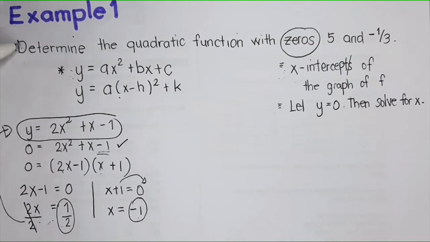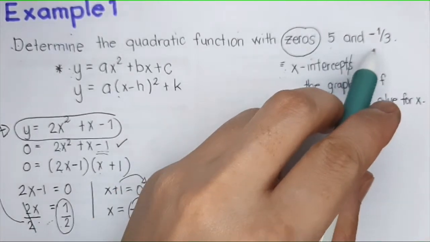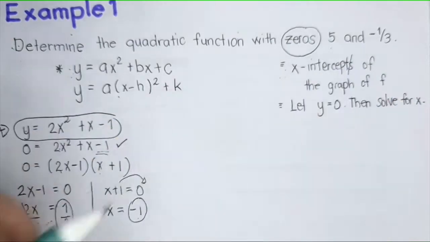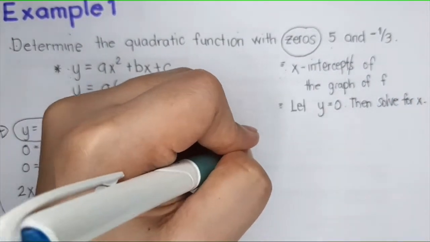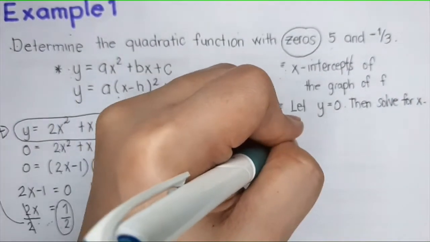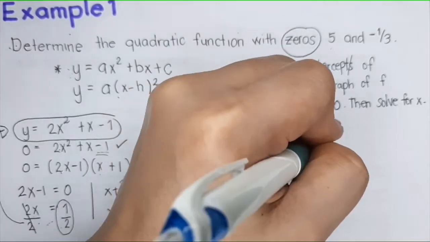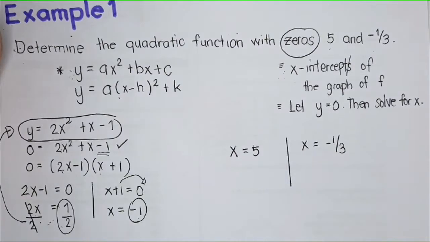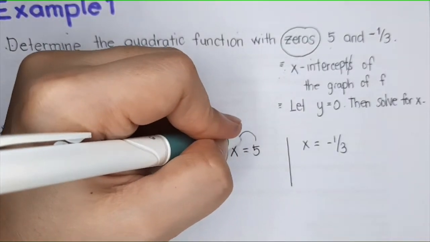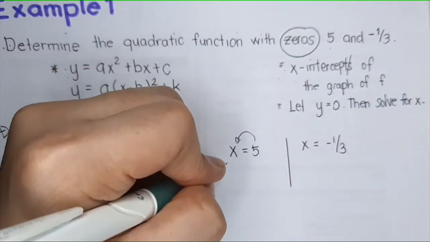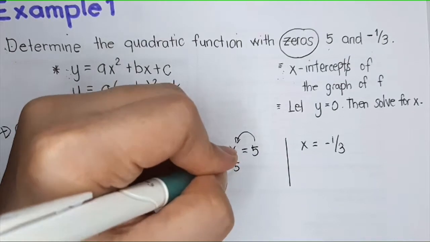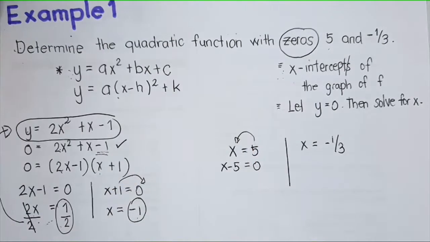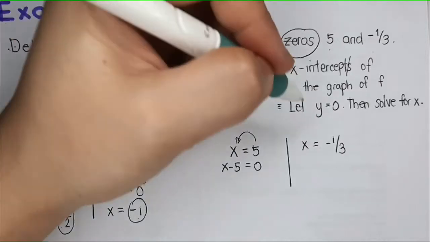The zeros are 5 and negative 1/3. So it's like x equals 5 or x equals negative 1/3. Parang ganyan. Tapos, transpose to the other side, you're going to have x minus 5 equals 0. Paano naman dito?